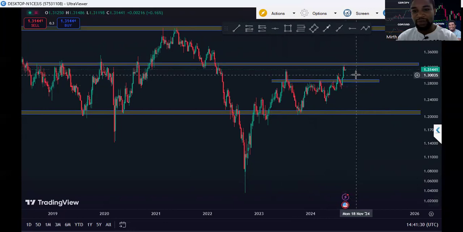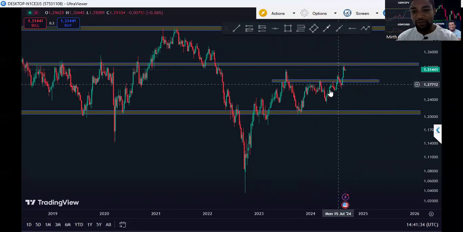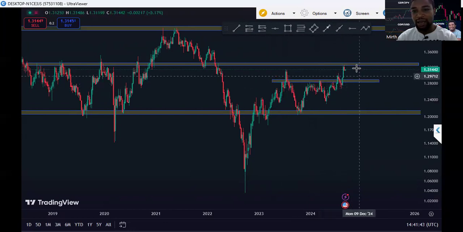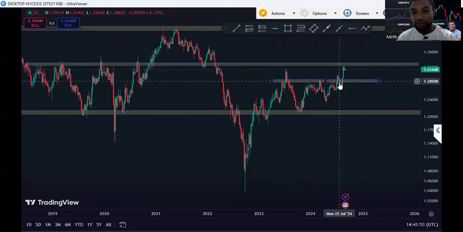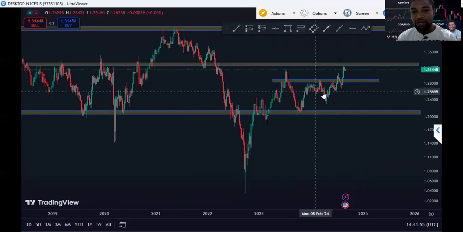So either I'm expecting a pullback to this region for the continuation of the trend. See, higher high, lower high, higher high, lower high, higher high. Technically, if this market wants to continue pulling upwards, it's supposed to give me a lower high to continue to push upwards. Look, the nature of the weekly correction. That is what I'm looking at most likely.